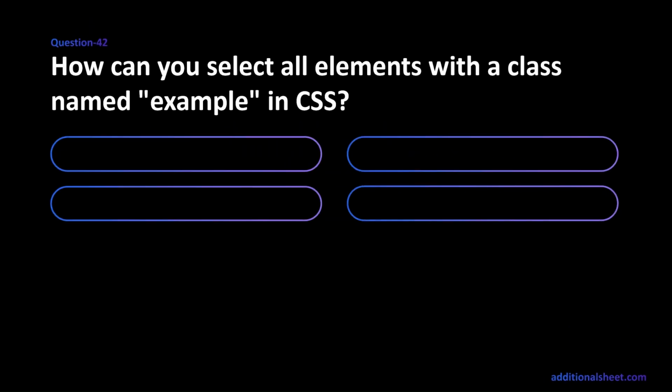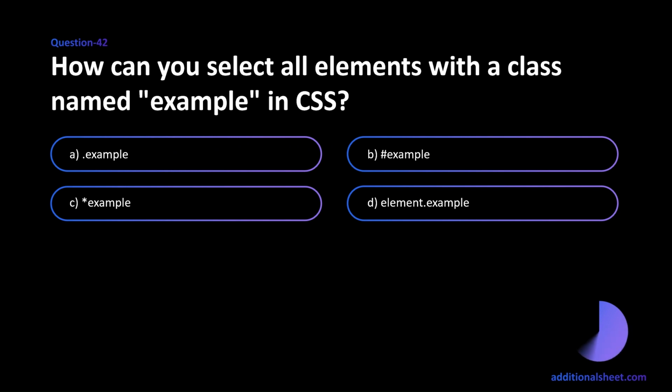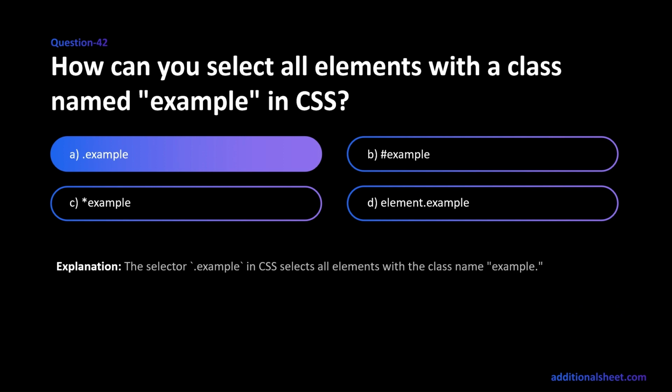Q42. How can you select all elements with a class named example in CSS? Options are A. .example. B. #example. C. example. D. element.example. Correct answer is option A. The selector .example in CSS selects all elements with the class name example.